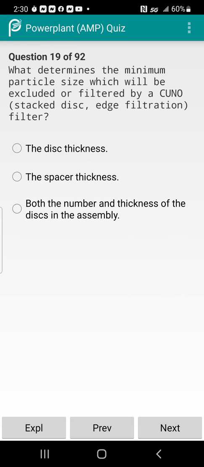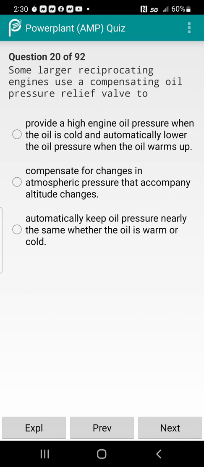What determines the minimum particle size which can be excluded or filtered by a Cuno stack disc edge filtration filter? The spacer thickness. Some large reciprocating engines use compensating oil pressure relief valves to provide a high engine oil pressure when oil is cold and automatically lower the oil pressure when the engine warms up.